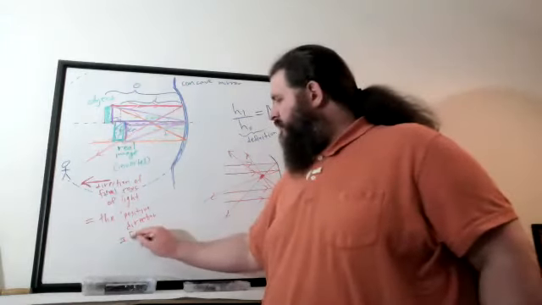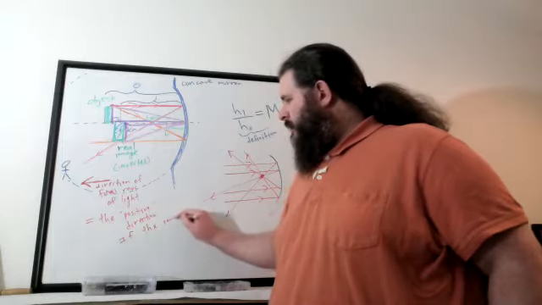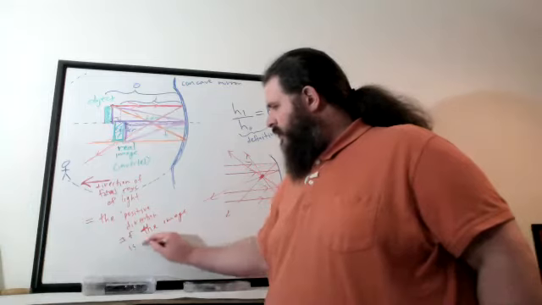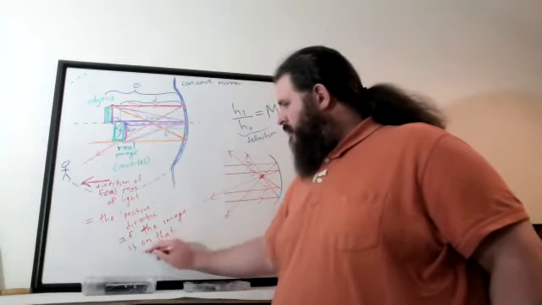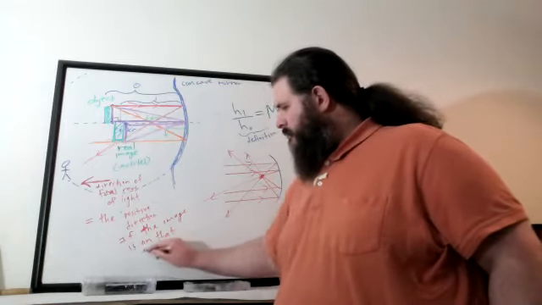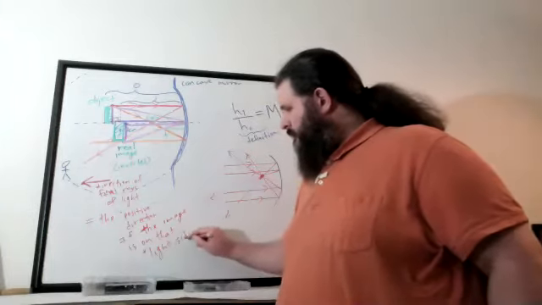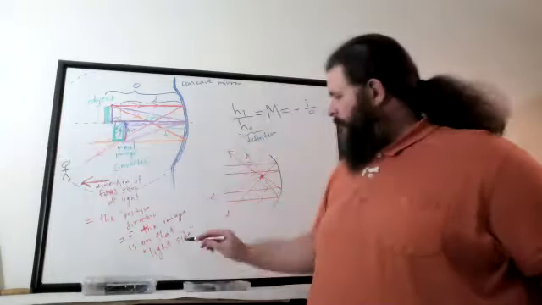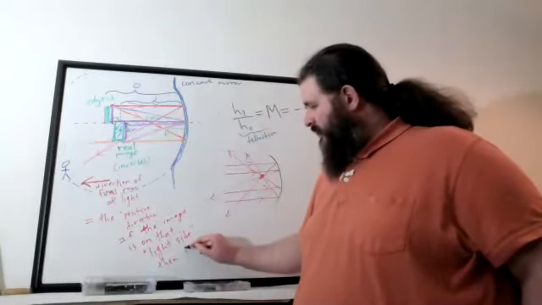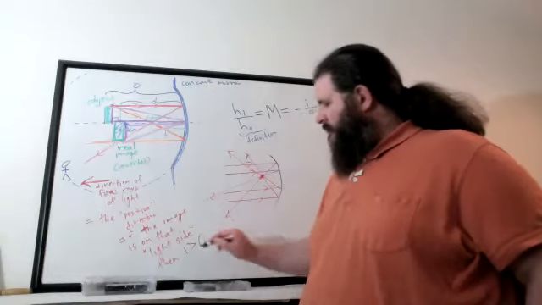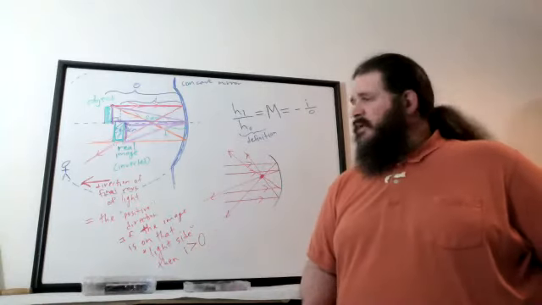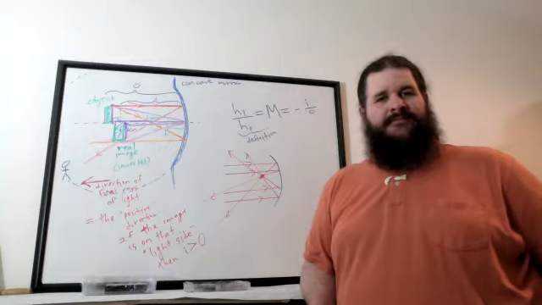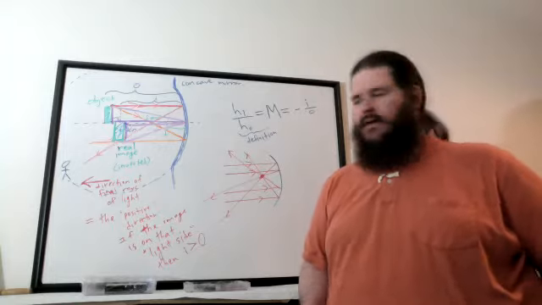So if the image is on that light side, that is the side of the mirror where the final rays of light are traveling, then the image distance, I, is positive. And that's always going to be true for what kind of image? Real images. Yeah.